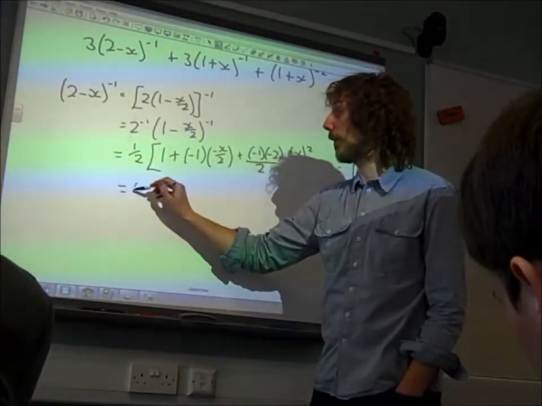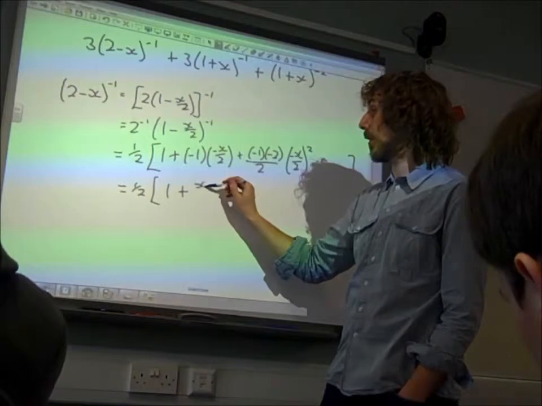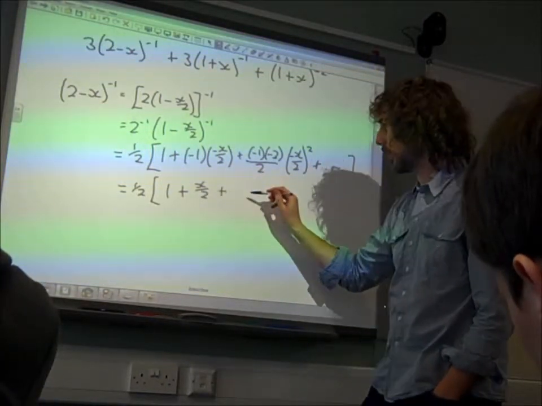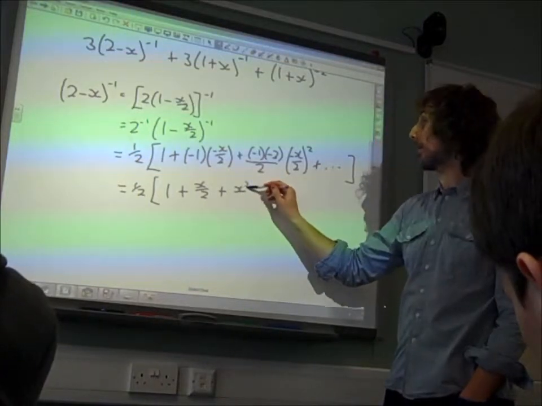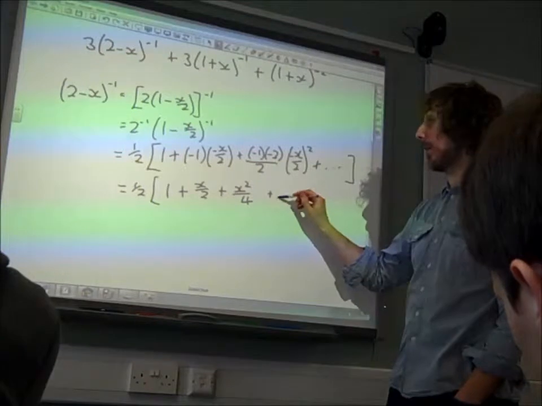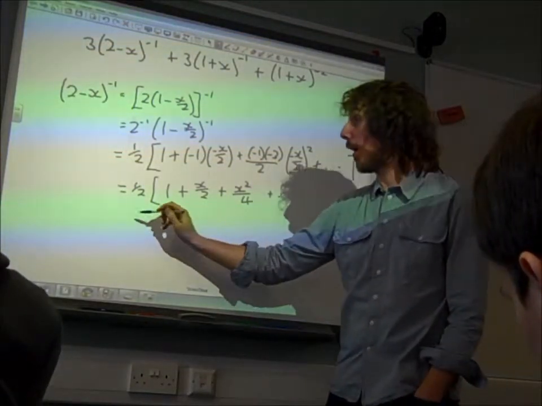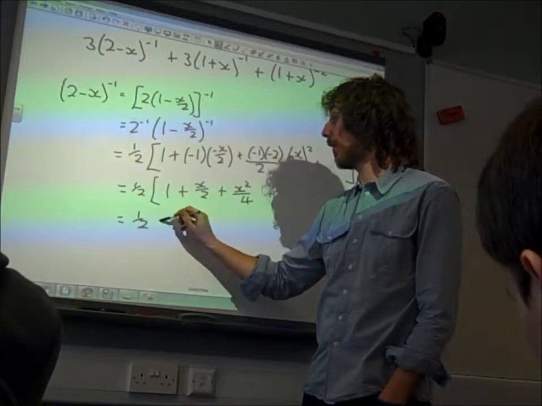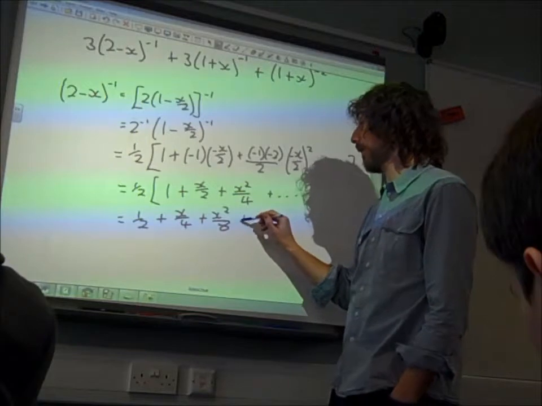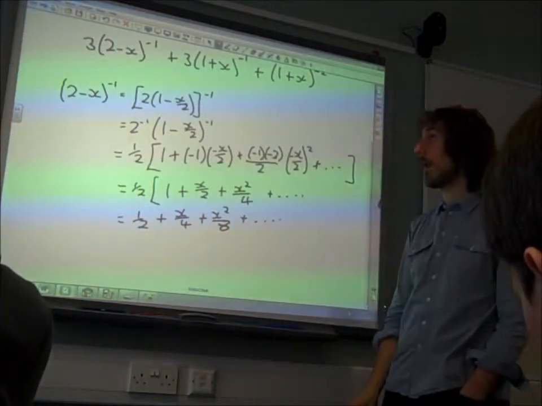So this is a half of 1 plus x over 2 plus x squared over 4, once that's cancelled down, and so on. And let's multiply through by the half, and then we'll deal with the rest of it later. That's a half plus x over 4 plus x squared over 8, and so on. Right, so that's 2 minus x to the minus 1 expanded, and on it goes.